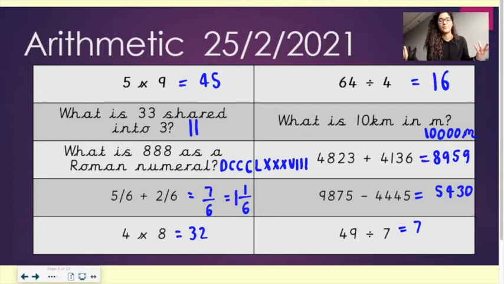Take a deep breath with me. Here we go. D, C, C, C, L, X, X, X, V, I, I.